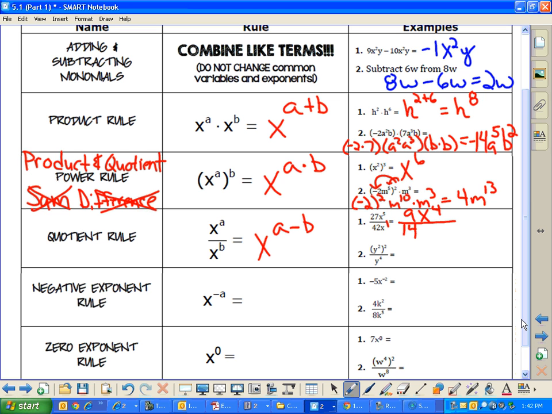In the second one there, y to the fourth over y to the fourth. They cancel each other out. You get 1. They reduce each other out to get 1.